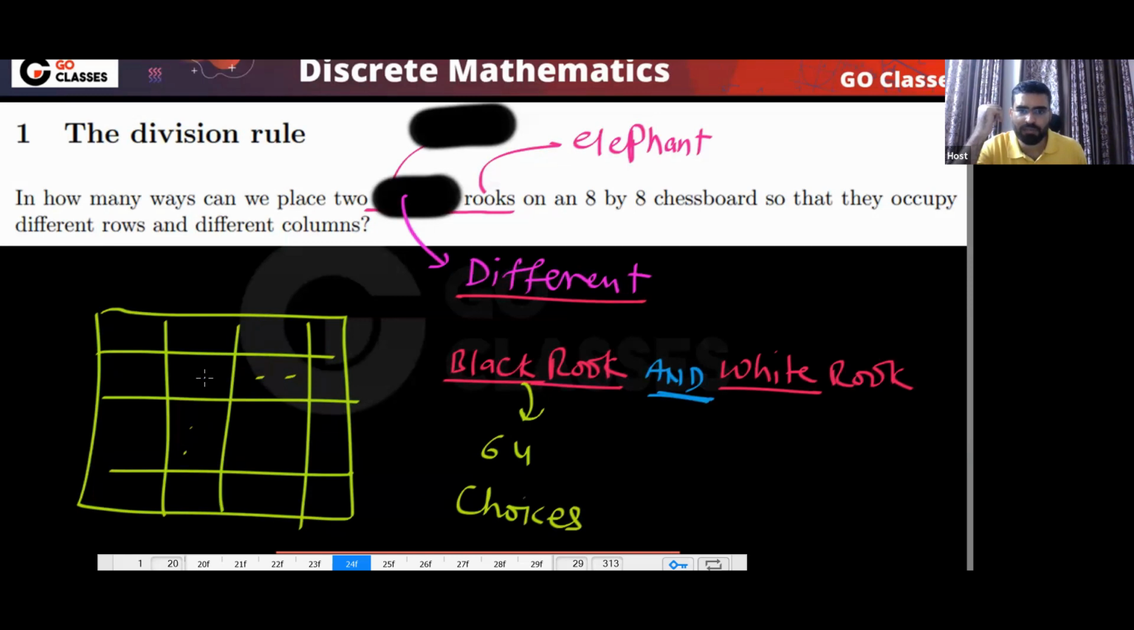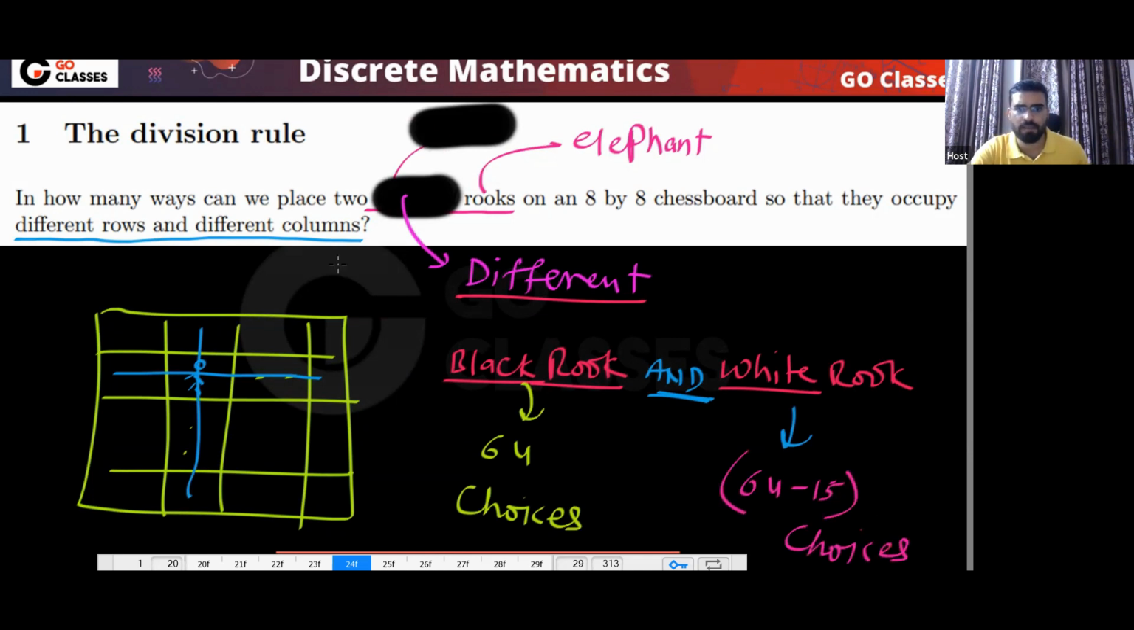Now wherever I put it, for example if I put it here, the other rook I cannot put here and here, these are gone. I cannot put the other rook in the same row or column, because they should have different rows and different columns. So how many choices for the white rook? For this, 64 minus 15 choices. It does not matter where you put the black rook. So 64 minus 15 choices for this white rook.